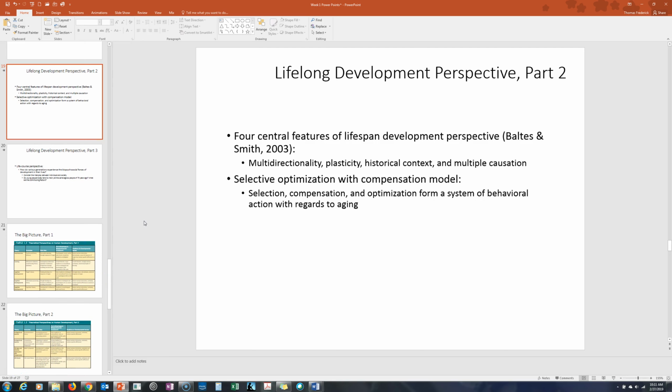So 4 central features of this perspective: multidirectionality, right? So mutual and reciprocal relationships, pointing towards similar outcomes. Plasticity, things are very fluid and flexible. Historical context matters, and there are multiple causes leading up to or culminating in specific events or specific skills being attained or competencies being attained. And so another perspective on lifespan development is selective optimization with compensation. So as people gain skills, people learn how to maximize them. This is especially related to aging.